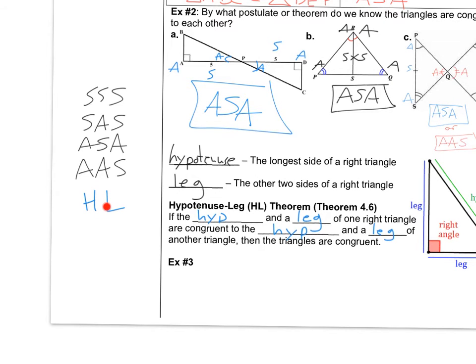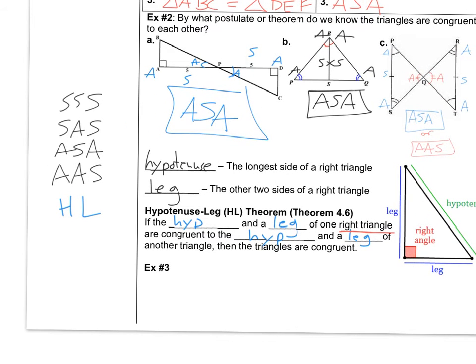So in order for HL to work, though, it has to be a right triangle. That's crucial. Otherwise it doesn't work. So you have to have a right angle in there. Okay, so these are your 5. These first three are postulates, the last two are theorems. That's not really that important, but these are your 5 postulates or theorems that prove triangles are congruent, or your 5 ways to prove triangles congruent.